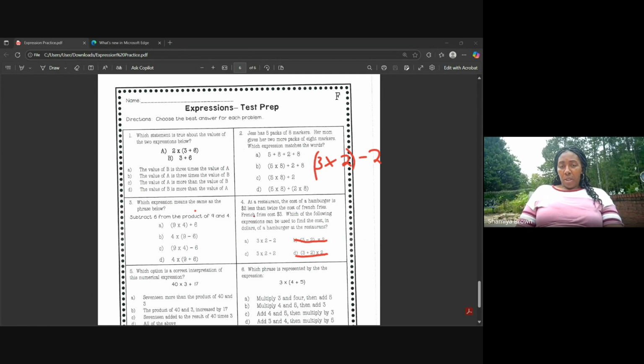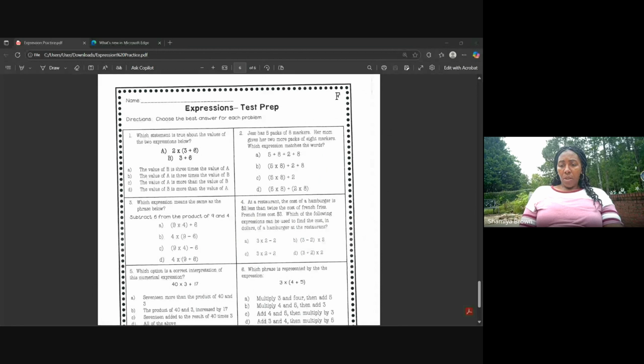All right, so let me go back and make sure. Yep, the cost of the hamburger is $2 less than twice the cost of fries. Yep, that would be it, because fries is $3, so twice the cost of that. Let me just see how much that hamburger would be. 3 times 2 is 6. 6 minus 2 is 4. I didn't actually have to solve it, but I just wanted to see. All right, so that's that one.